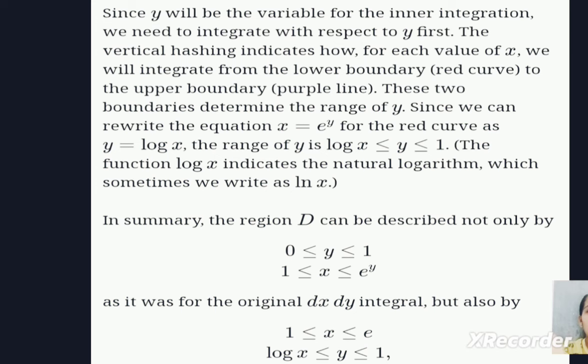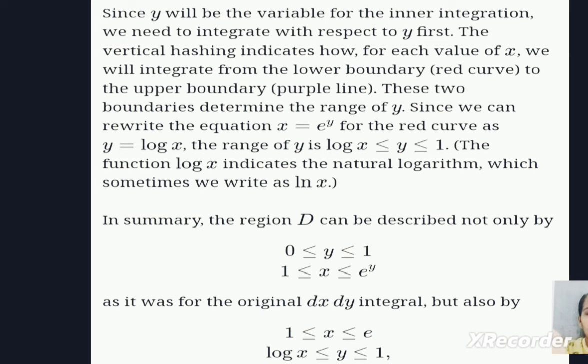Since we can rewrite the equation x equals e to the power y for the red curve as y equals log x, the range of y is log x less than or equal to y and y less than or equal to 1. The function log x indicates the natural logarithm, which we sometimes write as ln x.